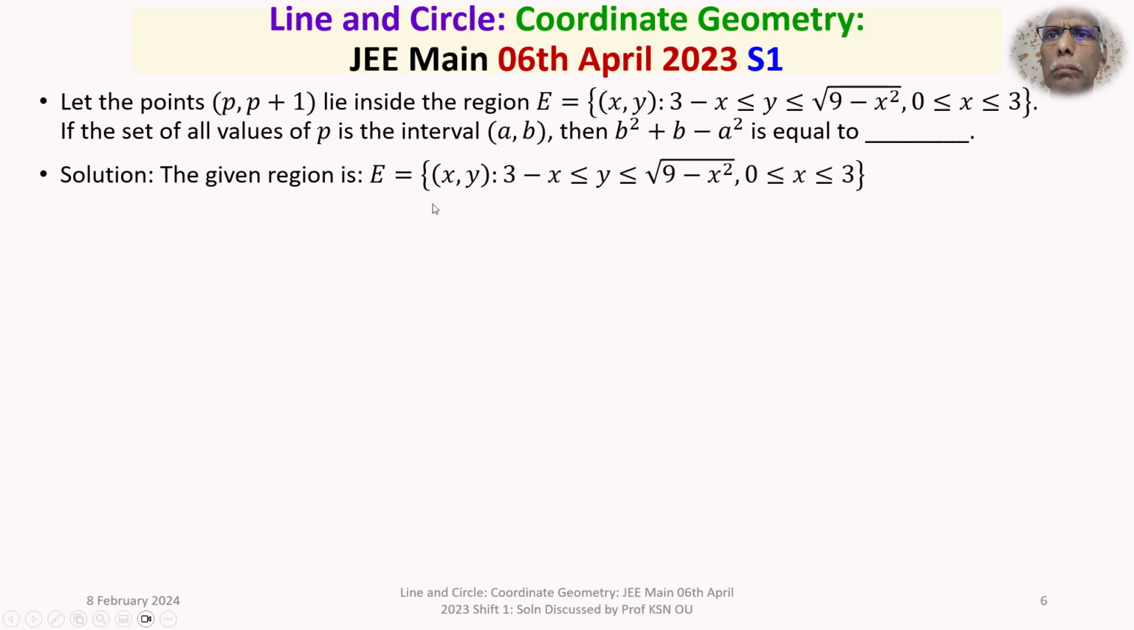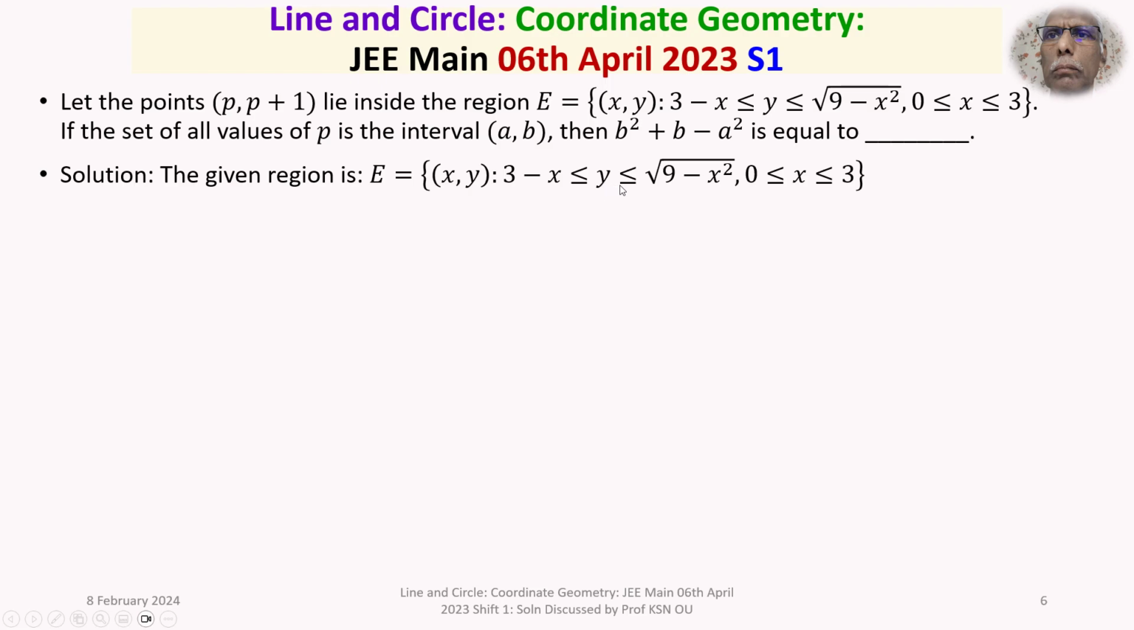The given region E is the set of all ordered pairs (x, y) satisfying 3 minus x less than or equal to y less than or equal to the square root of 9 minus x square, 0 less than or equal to x less than or equal to 3. Now let's look at the region E. Here you are given 3 minus x less than or equal to y. That means y is greater than or equal to 3 minus x. Now y equal to 3 minus x is a straight line. y greater than or equal to 3 minus x is the set of all points above that straight line.